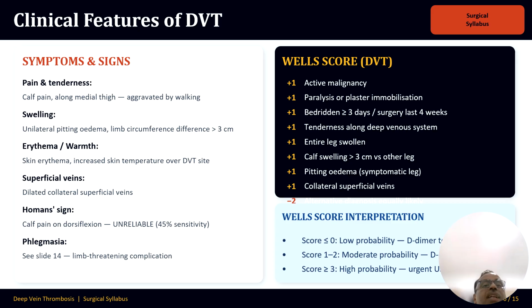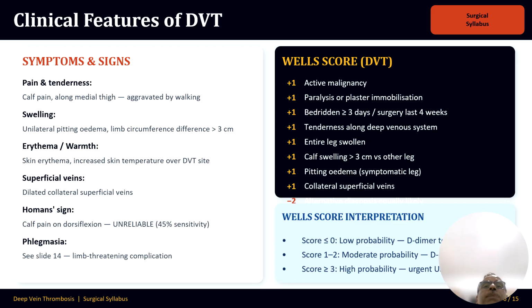One sign which is classically described as the Homan sign, where there is calf pain on dorsiflexion of the ankle, is a totally unreliable sign with only 45% sensitivity, and sometimes theoretically it may cause discomfort to the patient and also the chances of dislodgement of the thrombus. So this sign should be elicited with utmost care, and it may not be suitable in a very seriously ill patient. Similarly, the patient may also present with phlegmasia, which we'll see later on, which is a limb-threatening complication of deep vein thrombosis.